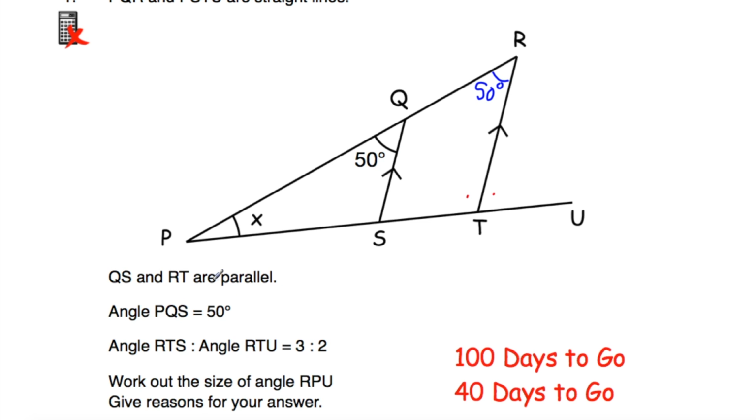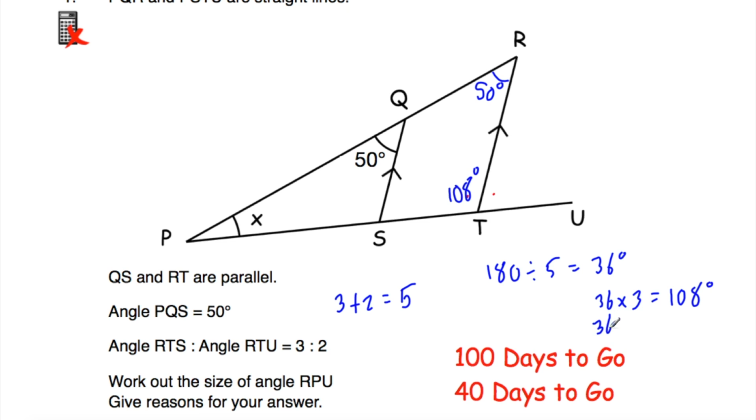We're also told angle RTS, this angle here, and angle RTU, this angle here, are in the ratio of 3 to 2. Because this is a straight line, if we share 180 degrees in the ratio of 3 to 2, we can find the size of each of these angles. 3 plus 2 is equal to 5. 180 divided by 5 is equal to 36 degrees. To find this angle we do 36 multiplied by 3, and for this angle we do 36 multiplied by 2. 36 multiplied by 3 is 108 degrees, so this angle here is 108 degrees, and 36 multiplied by 2 is 72 degrees, so this angle is 72 degrees.